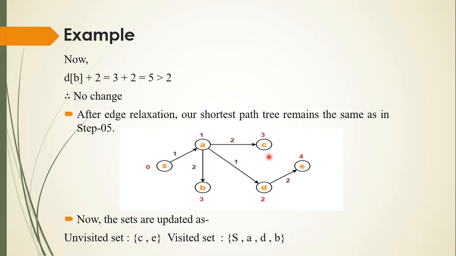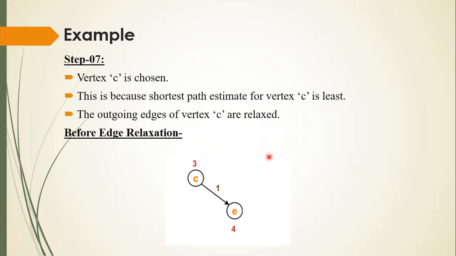Now we will select C. Vertex C is chosen because the shortest path estimate for vertex C is least. The outgoing edges of vertex C are relaxed. So we are selecting C: C to E, and the distance is 1.